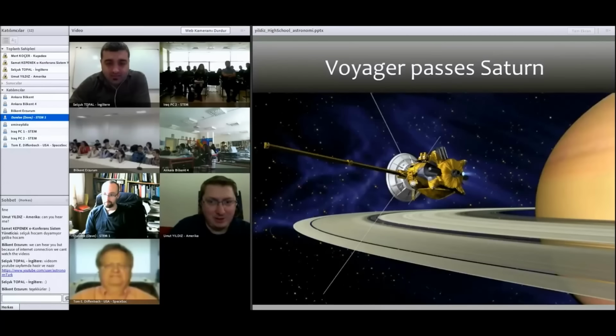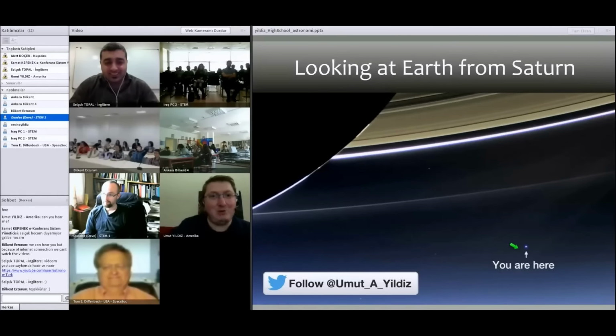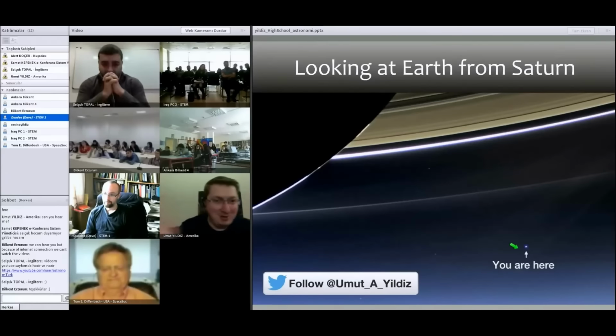When Voyager reached Saturn, the people at NASA asked everyone on Earth to wear nice clothes, put on makeup, and give a nice smile to Voyager, because Voyager was supposed to take a picture of Earth, and everybody was supposed to look nice. And this is the picture of Earth from Saturn. So you're actually down there. We are just a little dot. That means don't exaggerate yourself. We are just a little thing in the universe, and don't think you're big. Be humble.